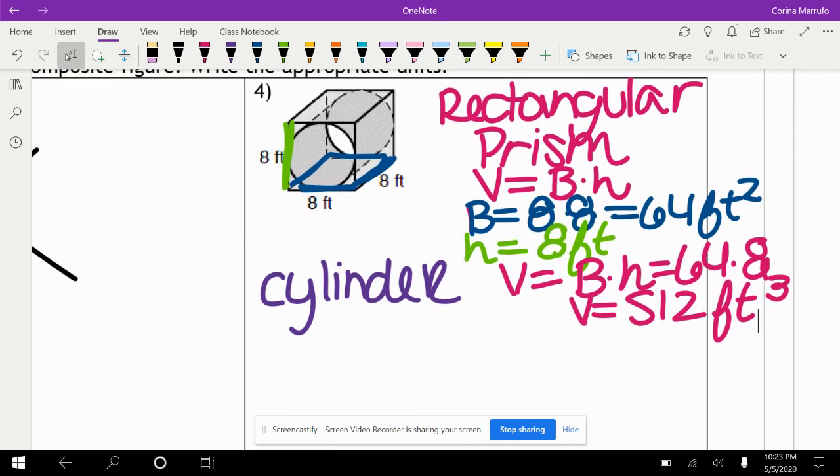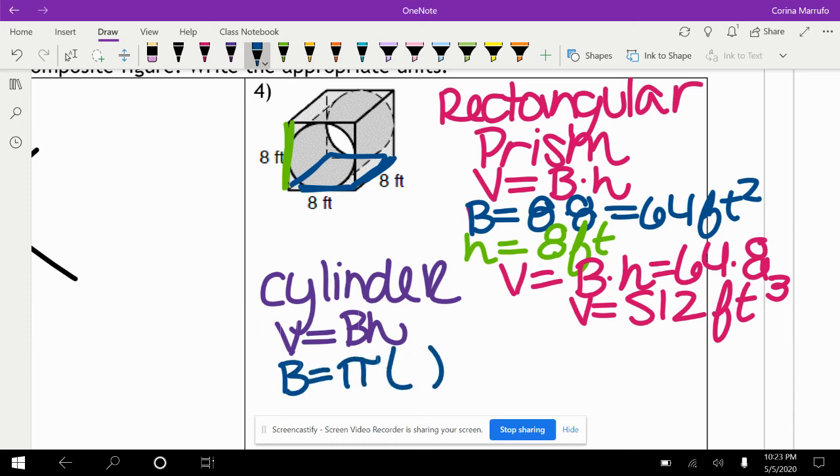Okay. So now let's go ahead and find the volume of the cylinder. So our cylinder is going to use the same formula, volume equals big B times little h. Remember, big B stands for the area of the base of the cylinder. In this case, our circle is our base, so it's going to be pi r squared. So we need to find the radius. If we look at this circle here, we know that from here to here is 8 feet because of this number here, so that makes the radius 4. So pi 4 squared is going to give us 16 pi. And our units are feet squared.